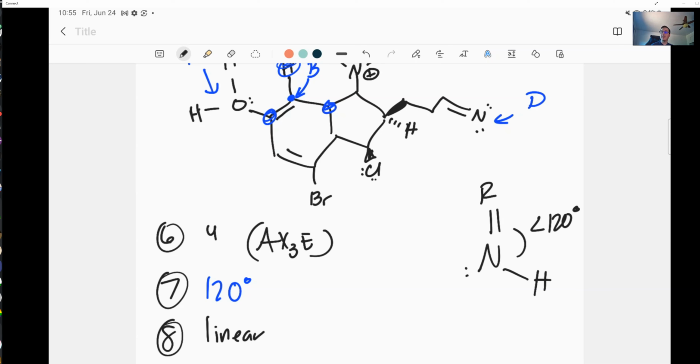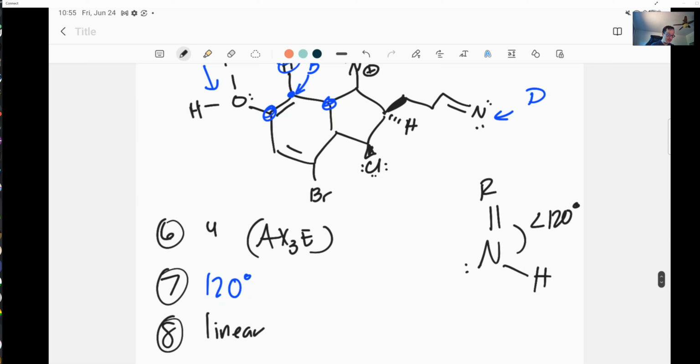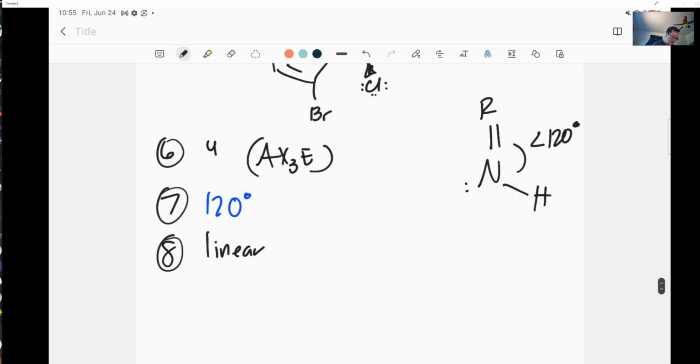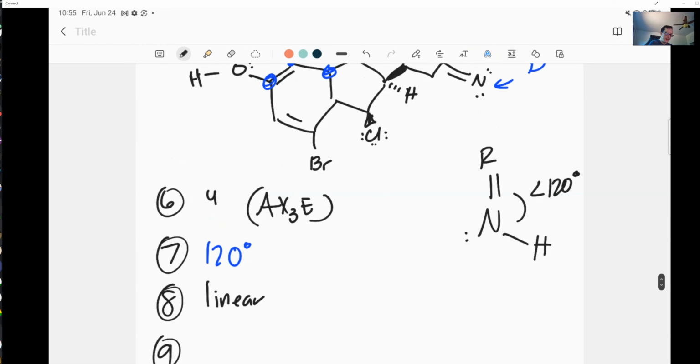We have amount of P character on chlorine. So again, we're going to assume that this lone pair should be there. So P character on chlorine. What the heck is P character? This is a little bit of an older type of question that we don't usually ask very much anymore, but we can still do it. What does P character mean? I'm trying to remember if I even teach this anymore.